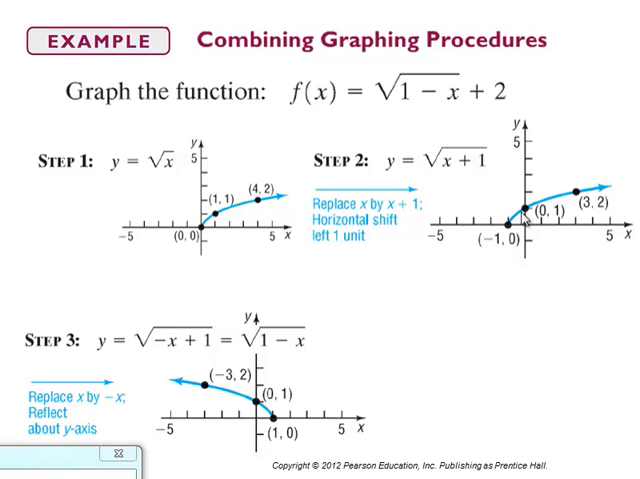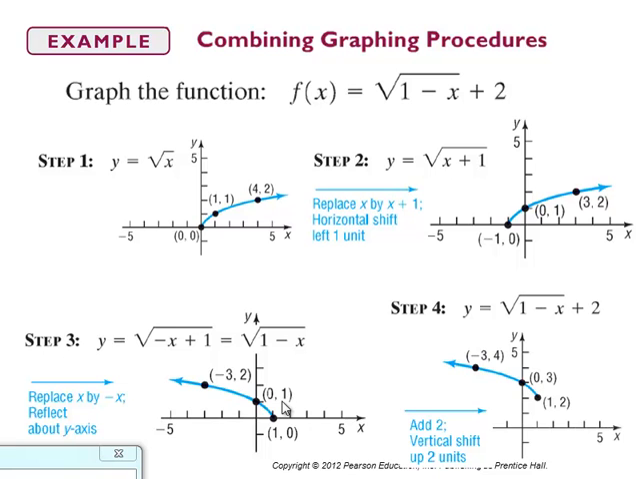So if you compare the graph of square root of x plus 1 to the graph of square root of 1 minus x, you see those graphs are mirror images of each other with respect to the y-axis. And then add 2 units. And of course that shifts the graph up 2 units.